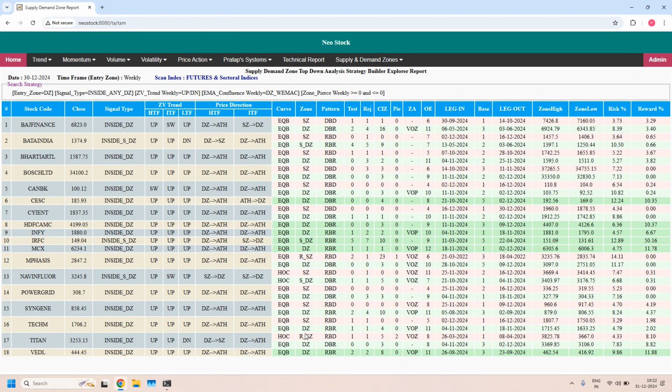Let's filter. We got 18 stocks. Currently price closed in these 18 weekly demand zones, and also these weekly demand zones are having weekly EMA confluence. And none of these stocks are having trend as sideways. Look into the LTF trend. Whichever the time frame you select, that time frame trend will be nothing but LTF trend.